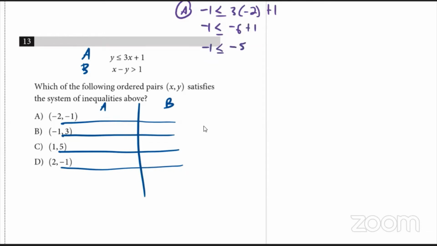Is -1 less than or equal to -5? No, -5 is less than -1. It's more negative. So inequality A is not being satisfied by choice A. So we're already done with that one. We don't even need to test out B. Okay, let's look at answer choice B and try inequality A. So answer choice B has -1 and 3. So y equals 3. 3 is less than or equal to 3 times -1 plus 1. So we're using the first inequality they gave us.